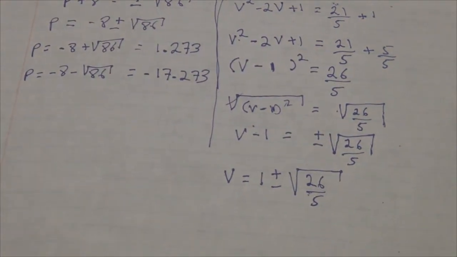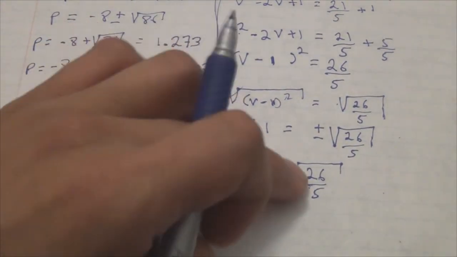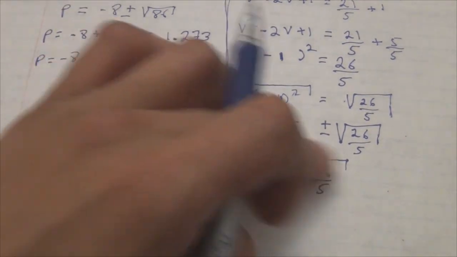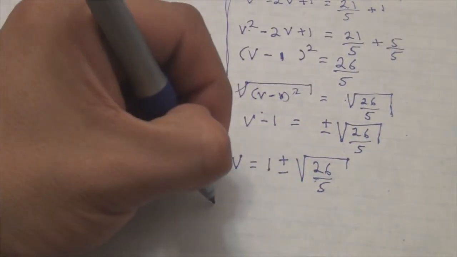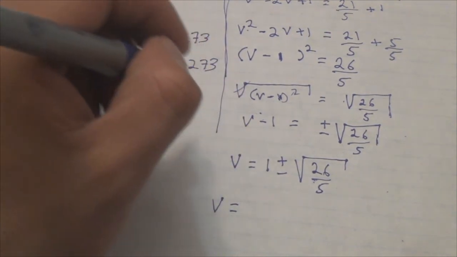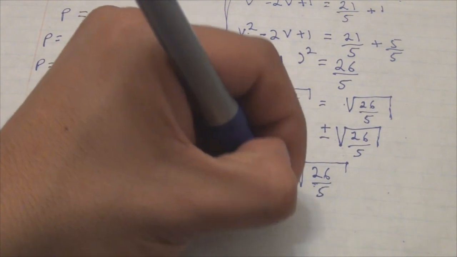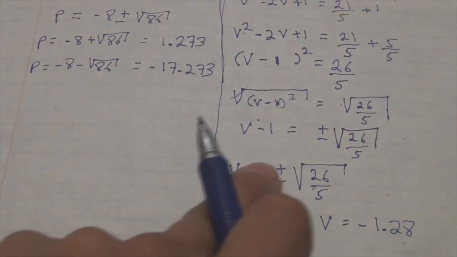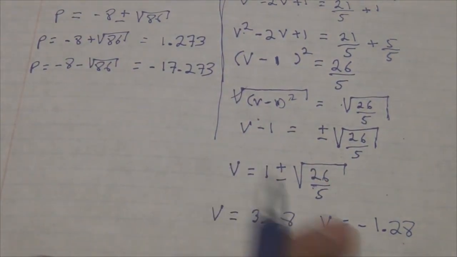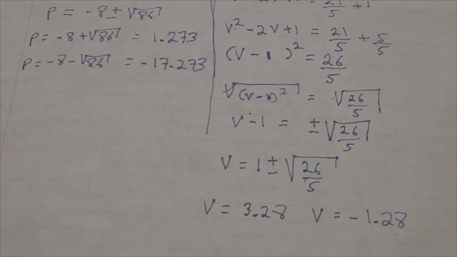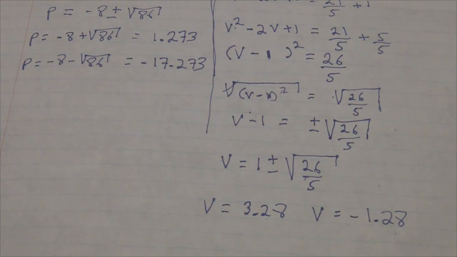Okay? Now, of course, this turns into 1 plus the square root of 26 over 5 and 1 minus the square root of 26 over 5, right? So then, making your solutions the following. 3.28 and v is also negative 1.28. Okay, you put that on the calculator, first with the plus, then with the minus, and you're going to get these two solutions. Okay, and that is how you solve quadratic equations by completing the square.